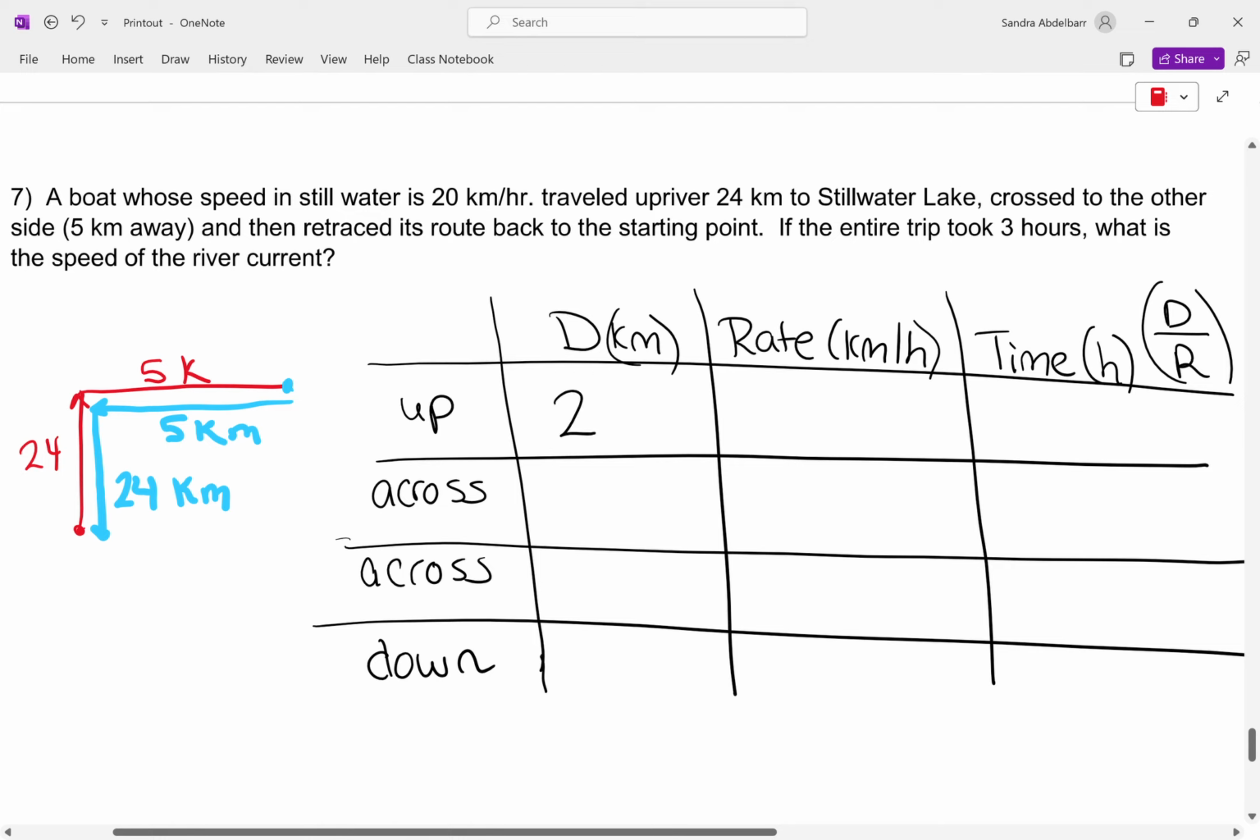Okay, a boat whose speed in still water is 20 kilometers per hour traveled upriver 24 kilometers. So do we agree we went up 24? And when you're going up the river, is the current helping, like adding to your speed, or taking away from your speed? Taking away from the speed. So the boat's speed alone in still water was 20 kilometers per hour. So upstream, the current is going to take away from its speed. And then remember, the time is the distance over the rate. So we have 24 over 20 minus x.